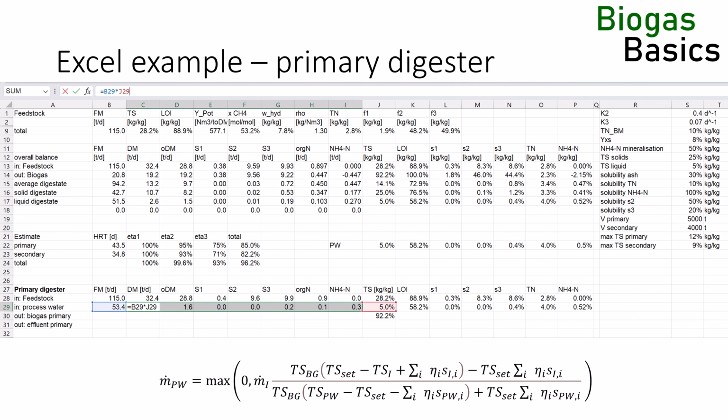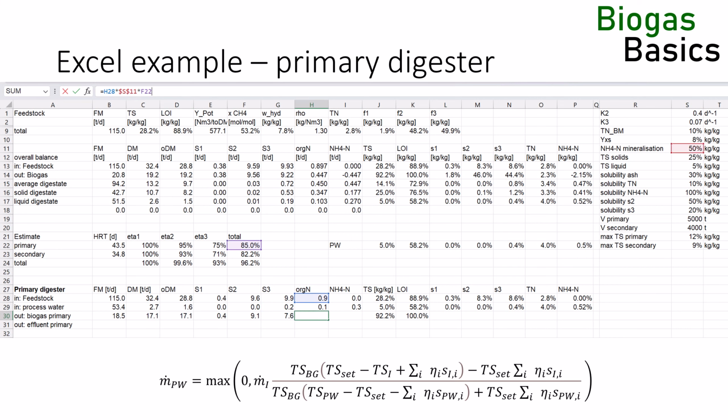Now that we know the fresh matter flow of process water, we can calculate all other mass flows with its composition. We calculate the biogas mass flow from the substrate mass flows. The substrate mass flow in the biogas is the sum of the respective substrate in the feedstock and process water times the substrate conversion efficiency. Then we add up the substrate flows of the biogas to get its organic dry matter flow. With its known LOI and TS, we can calculate the dry matter and fresh matter flow of biogas.